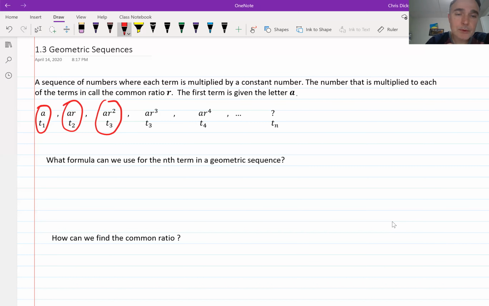So actually, there's a small typo here. This is T4, and this is T5. And I'm glad I made that mistake because it shows that I am very tired.